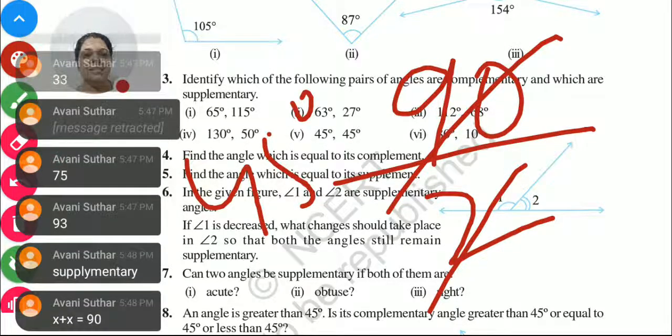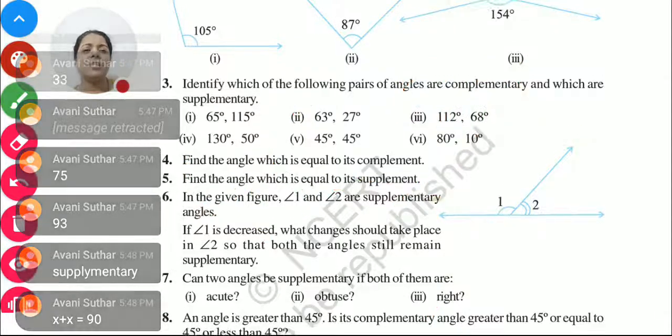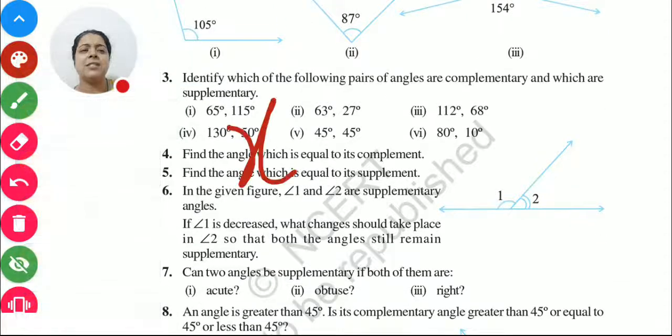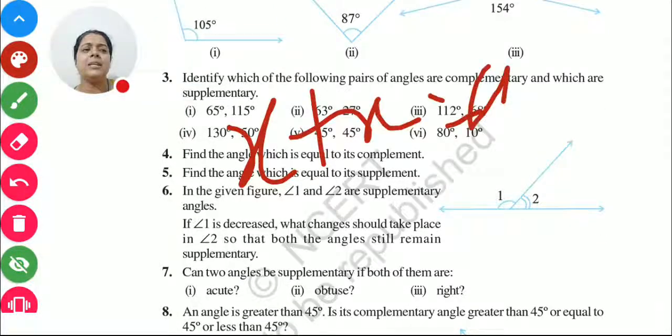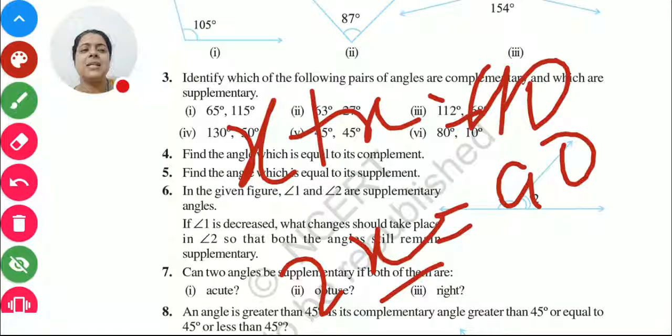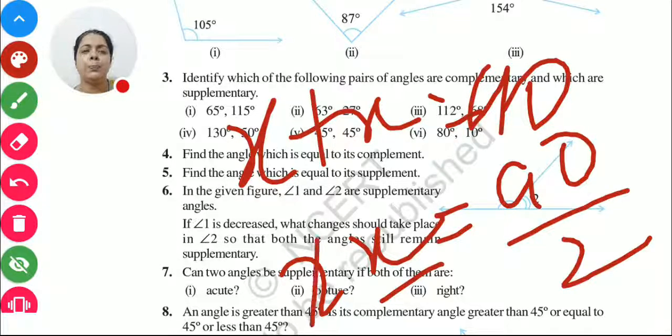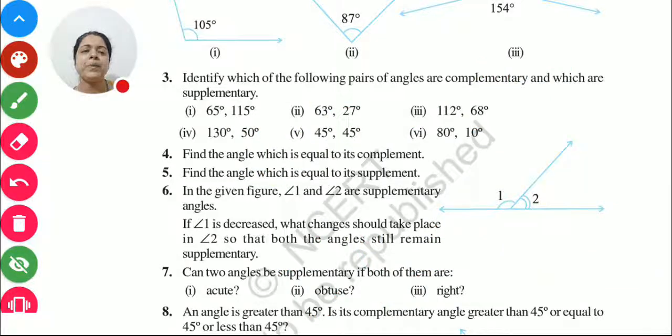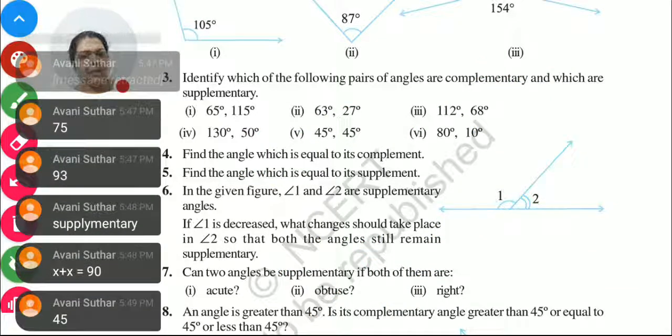Yes. x plus x is equal to 90, or directly you can divide it. Either you can take x plus x, which is 2x, equal to 90 degrees. So 2x is equal to 90, which means x is equal to 90 by 2. So it will be 45 plus 45. Coming to the next, number 5.